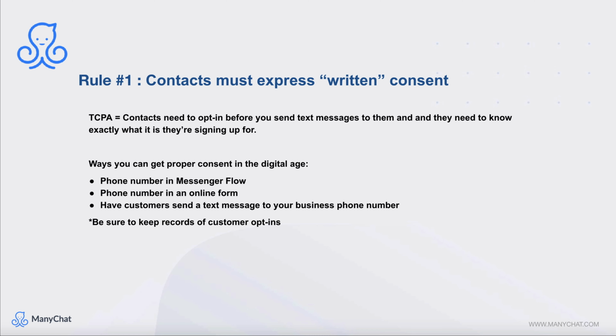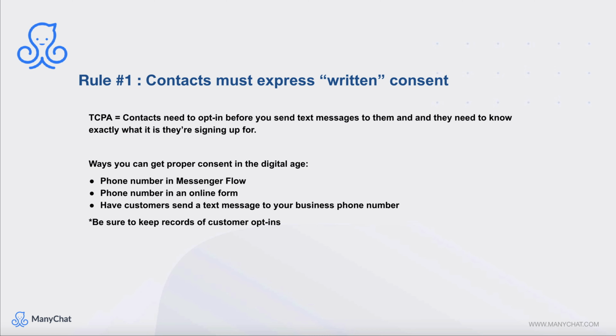It simply means that if your contacts need to opt in before you can send a text message to them, they need to understand exactly what they're signing up for and that you're clear about it. Today, you don't exactly need a pen and paper to get written consent. Some ways you can do this in the digital age are having a contact give you their phone number in a messenger flow, asking them to enter a phone number into an online form on your website, or having your contact send a keyword text to your phone number.